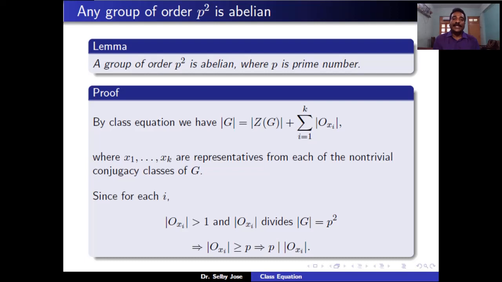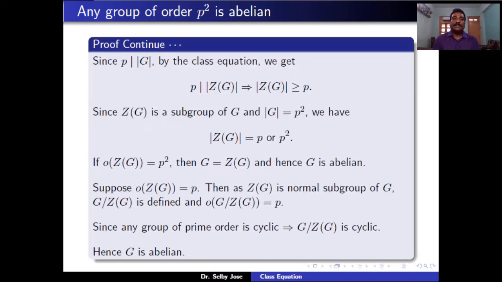Therefore, the cardinality of O(h_i) is greater than or equal to p, so p divides the cardinality of O(h_i). So since p divides the order of the group, by the class equation, we get that p divides the order of the center of G as before. This means that the order of the center of G is greater than or equal to p. Since Z(G) is a subgroup of G, by Lagrange's theorem, the order of the center of G divides the order of the group. And therefore, since the order of the center is greater than or equal to p and it is a divisor of p squared, the order of the center of G is either p or p squared.